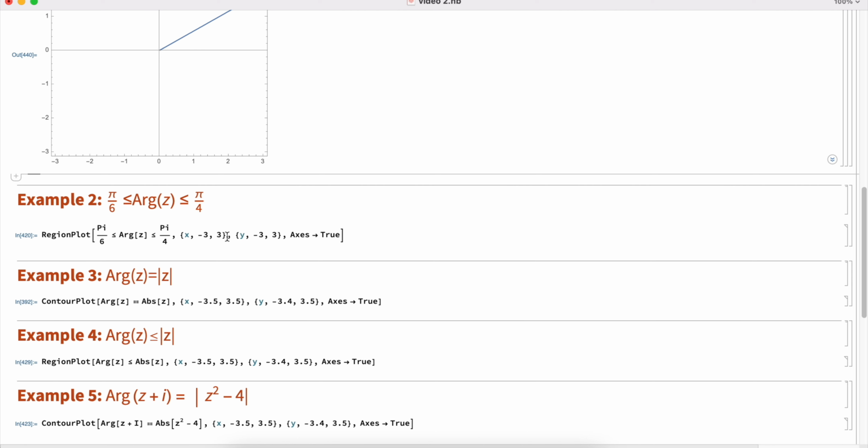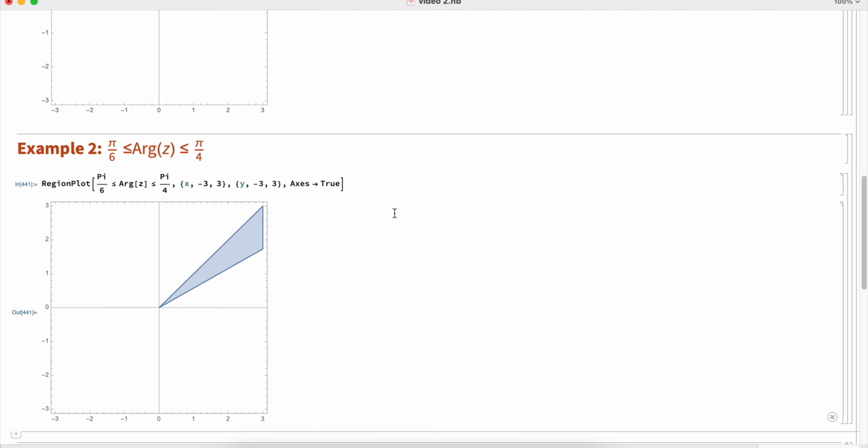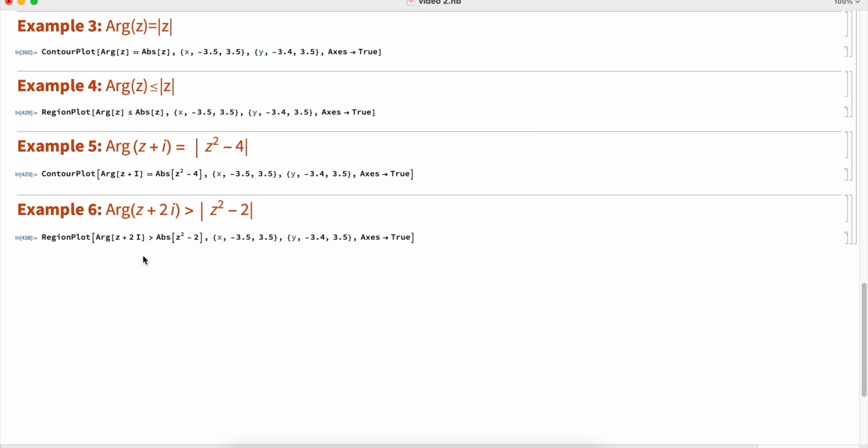Okay, now let's look at our next example, which is this inequality. This is all values z whose argument is between pi over 6 and pi over 4. Again, as expected, this gives us this slice of the complex plane. The angle here is pi over 6, and the angle here is pi over 4. And here we used RegionPlot.